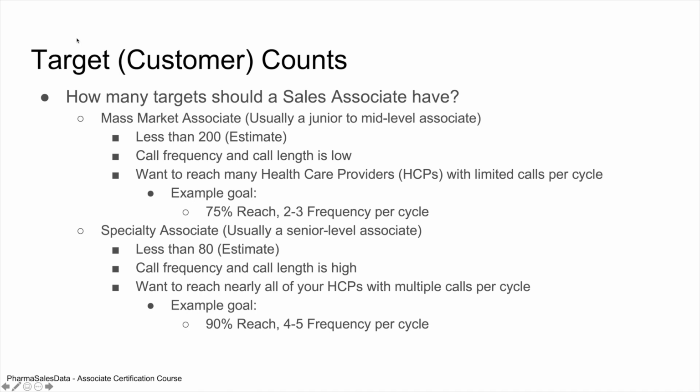Now, a specialty associate is a senior level associate. They're going to have probably less than 80 targets, less than 80 customers, because their customers are highly specialized. The call frequency and call length is high. So you want to call on these doctors multiple times, more than a mass market rep would call on their customers. And the length of your call or your sales pitch is going to be longer as well. Since you have less customers, you want to have a higher reach, around 90% with these customers. And you want to call on them 4 or 5 times, more times, a higher frequency per cycle.